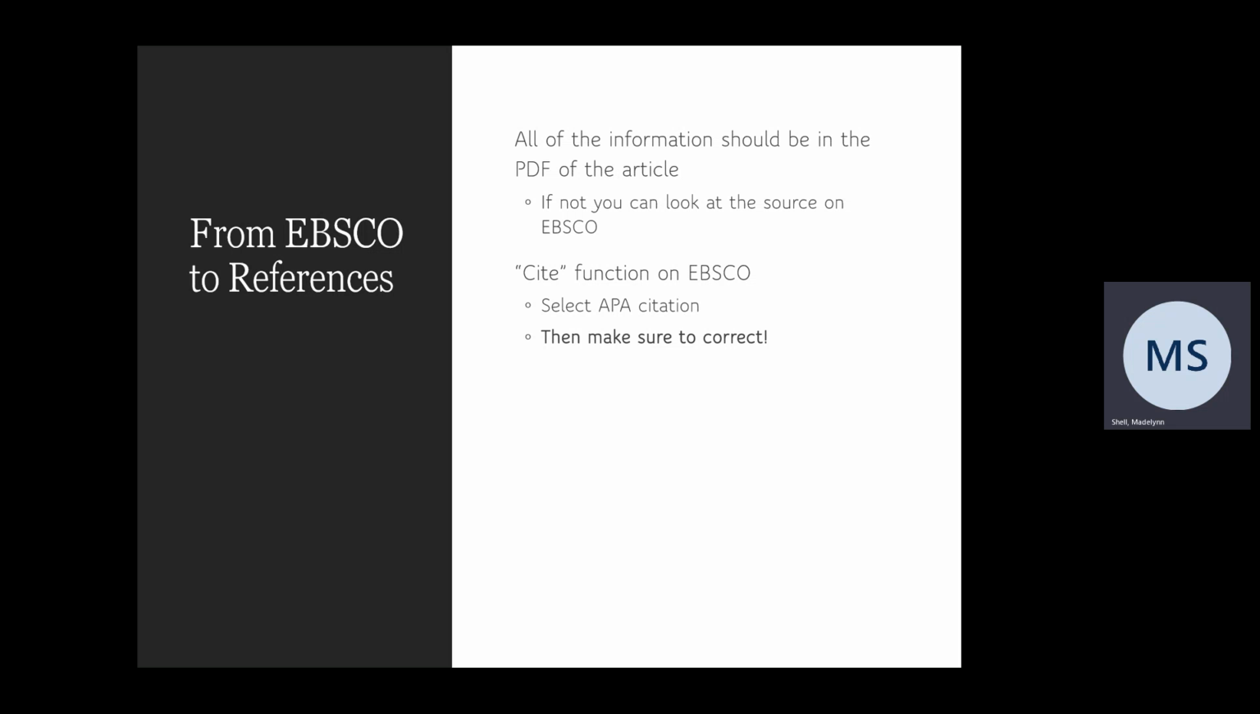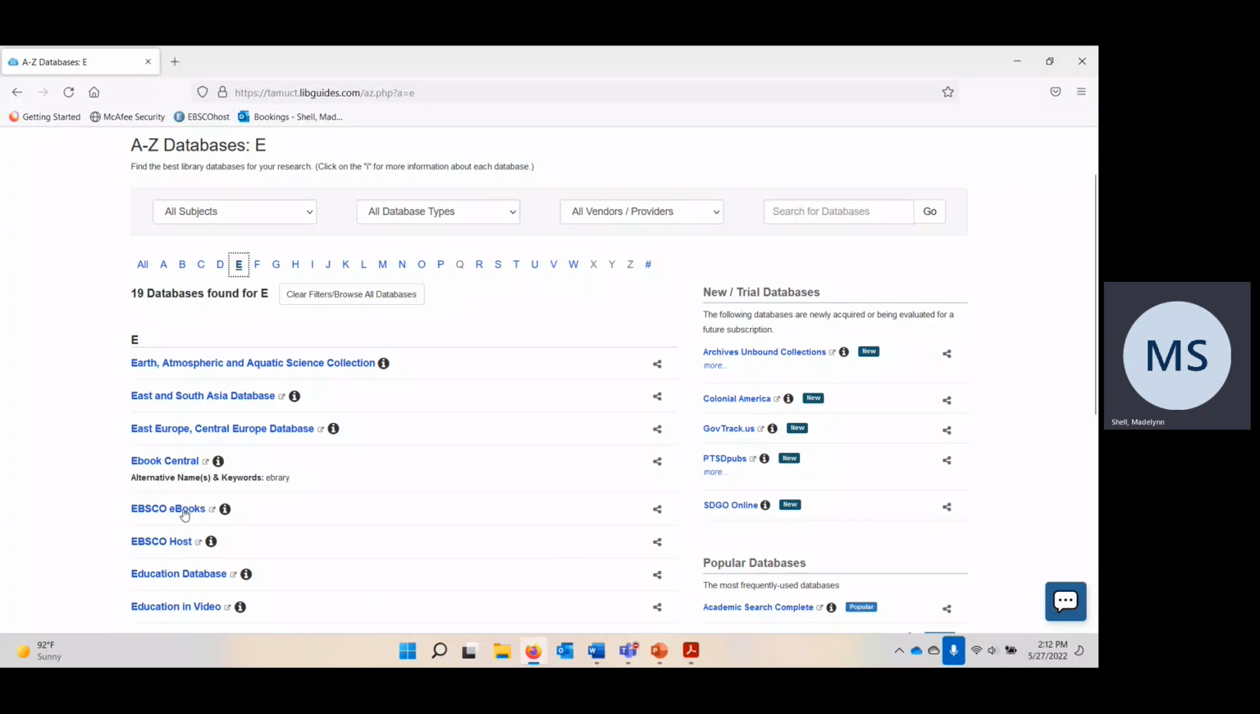Okay, so that's the basics of APA format, but I also wanted to walk you through a few ways to get your information from the article search on EBSCO into an appropriate references page. If you haven't already watched my video about how to find articles on EBSCO, you may want to pause this and do that. But I'm going to show you, I'm going to use this example.